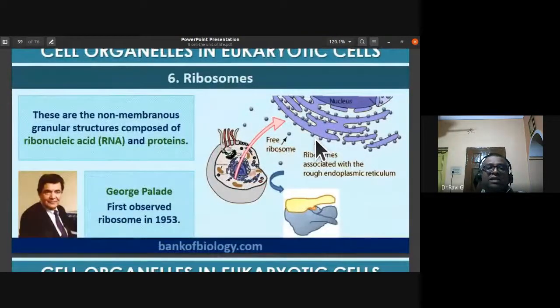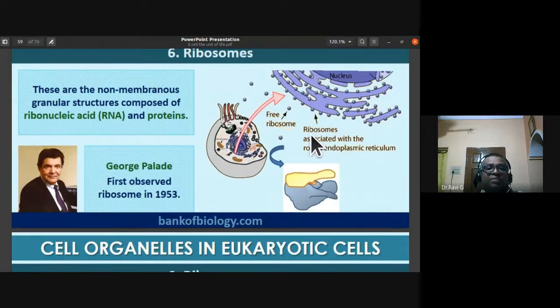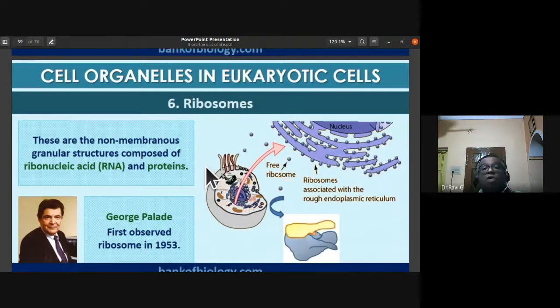The next cell organelle that we are going to study is ribosomes. The ribosomes are non-membranous granular structures. That is the reason they are found both in prokaryotes and eukaryotes. They are composed of ribonucleic acid and proteins. So ribosomes are composed of RNA and proteins. They do not have any membrane, so they are found in both prokaryotes and eukaryotes.